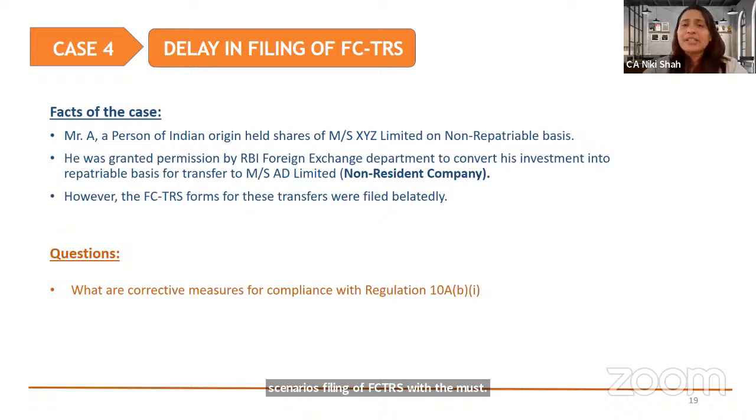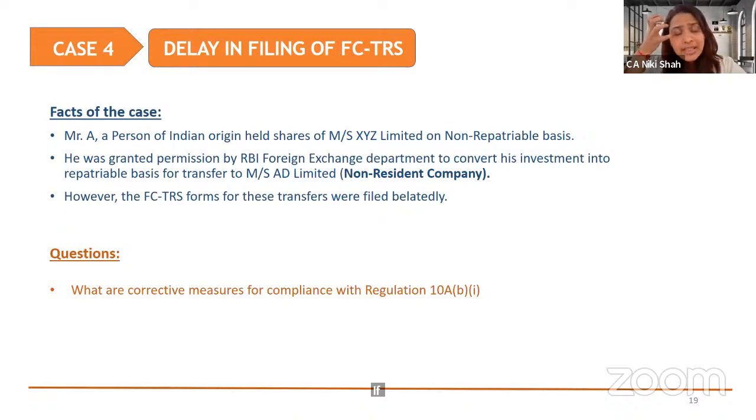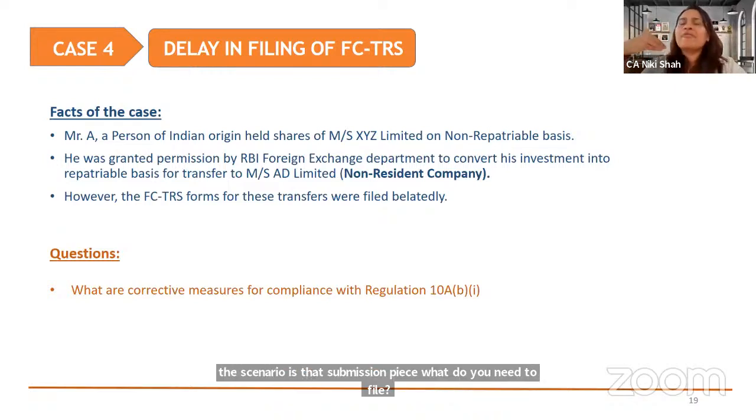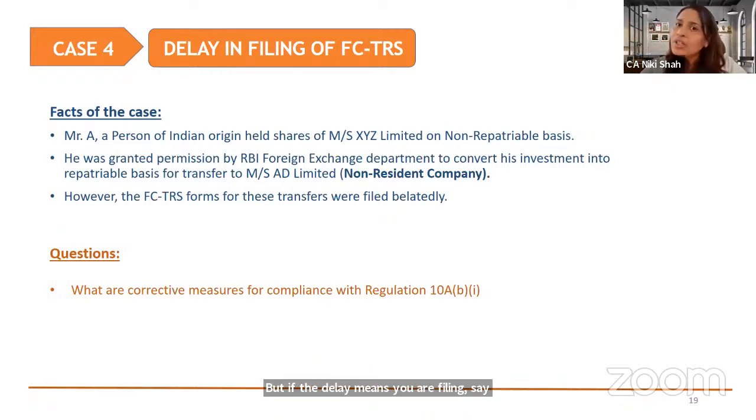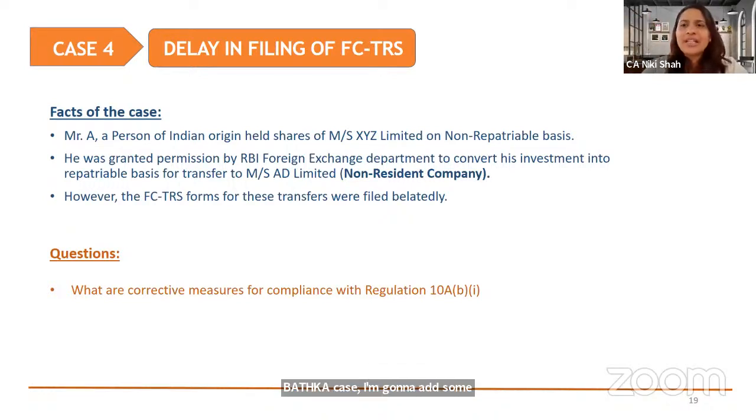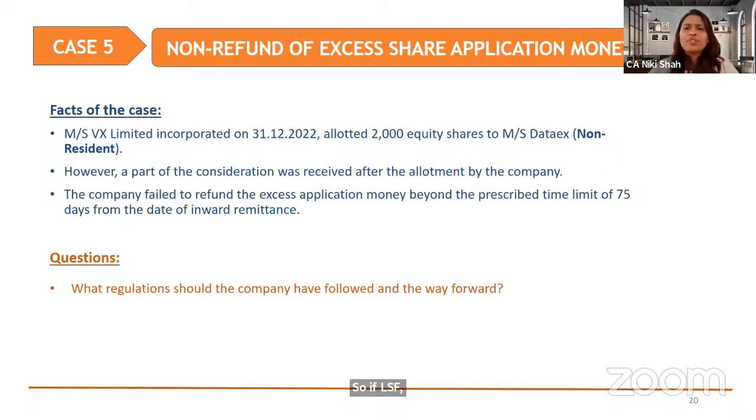If FCTRS filing is not done in such cases, then currently the scenario is a late submission fee that you need to file. But if the delay is long, say you are filing after a year or 2 years, then if you submit today, it does not end with just the LSF. Your case is also being sent to compounding. And obviously, that provision applies to cases after 2019; cases before 2019 can all go into compounding.